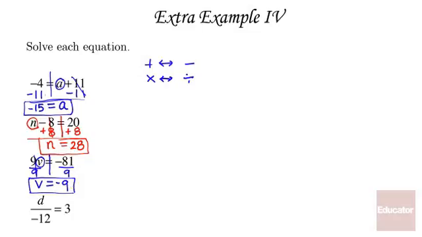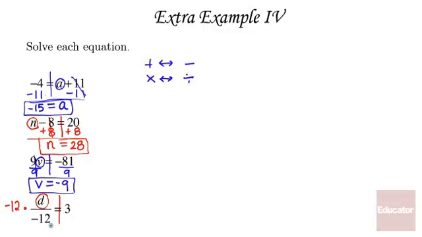In the last one, d divided by negative 12 equals 3. So I'm going to circle my variable, separate my sides, and this is d divided by negative 12. The inverse operation of divide is multiply. So to get rid of this number here, because again we need d to be by itself, I need to multiply this number. Make sure you divide the negative 12.